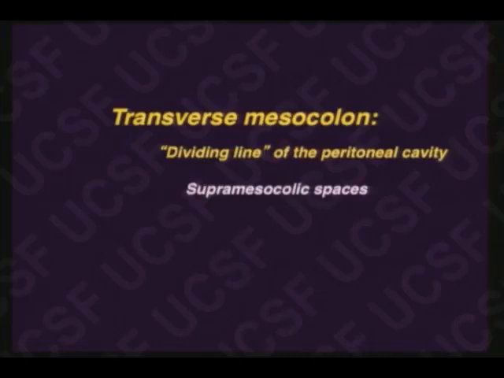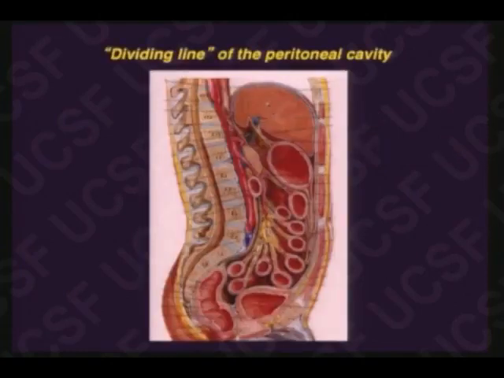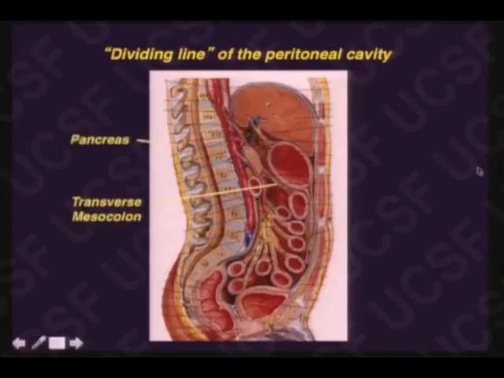As we said, the dividing line of the peritoneal cavity is the transverse mesocolon. It divides the peritoneal cavity into the supramesocolic spaces, those are the ones that are above the line, and the inframesocolic spaces, those are the ones that are below the line. So, if we identify our transverse mesocolon, we see that it runs from the pancreas to the transverse colon. So these gaps are the supramesocolic spaces, and all of these gaps are the inframesocolic spaces.